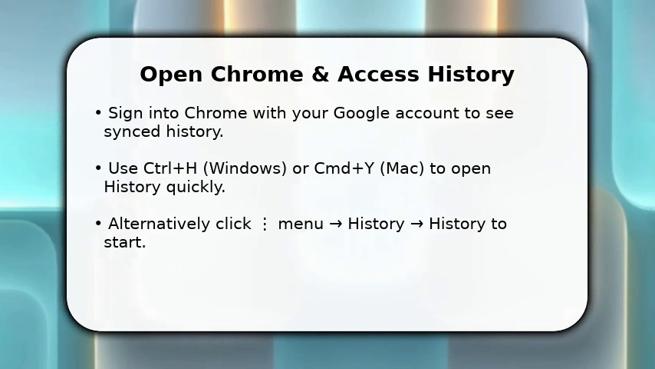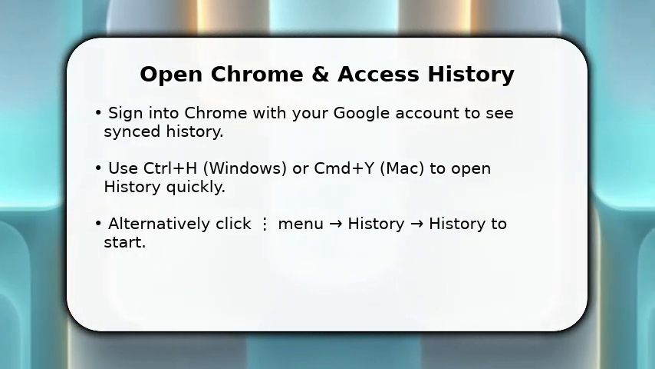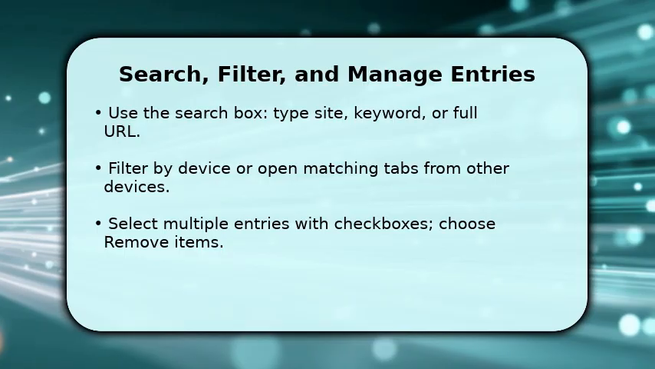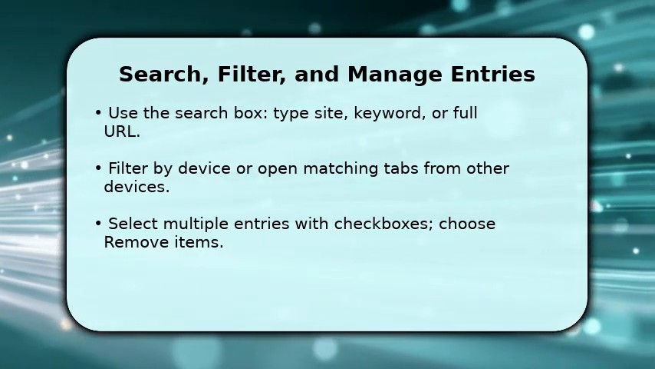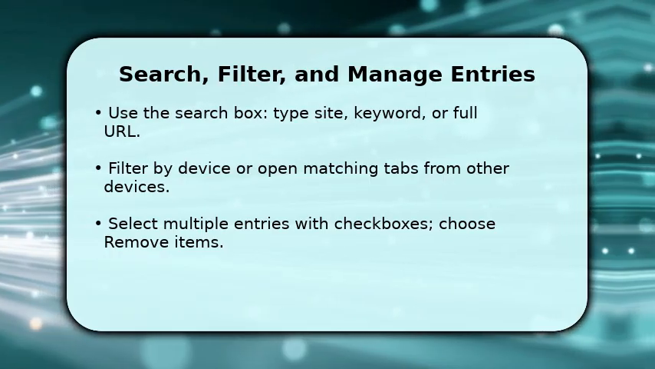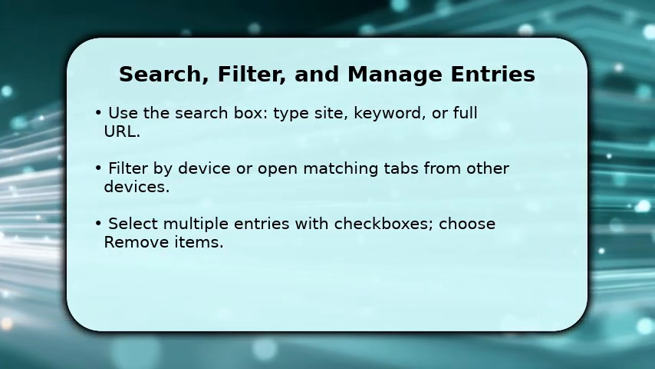Now focus on finding specific visits. Type a site name or URL in the search box to narrow results. You can also expand the left column to view history from specific devices or recent tabs. Click an entry to reopen it.